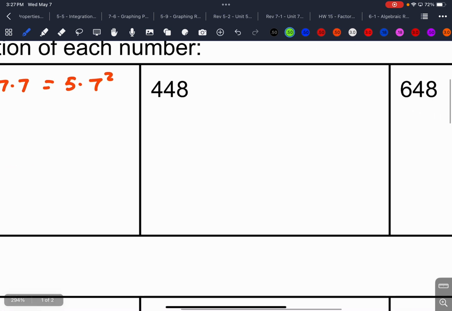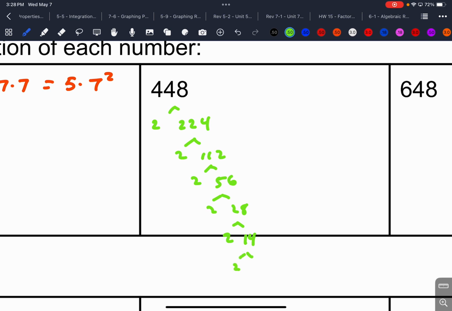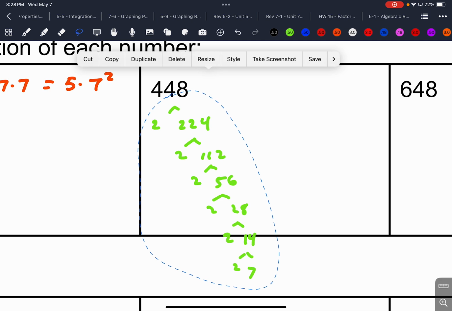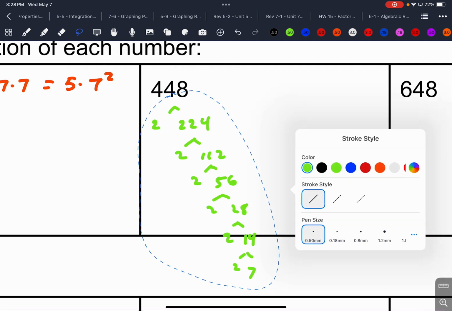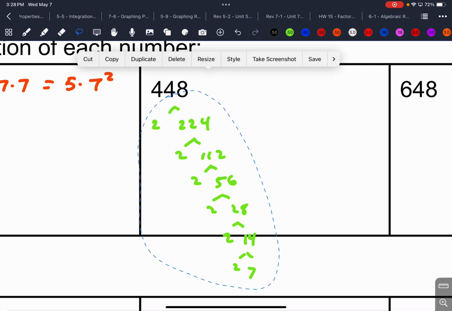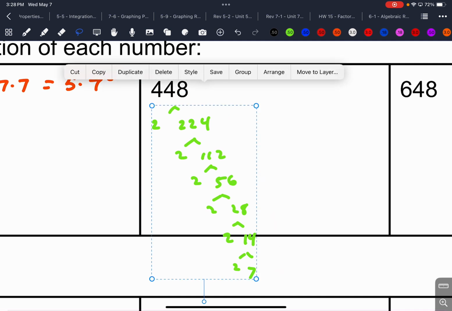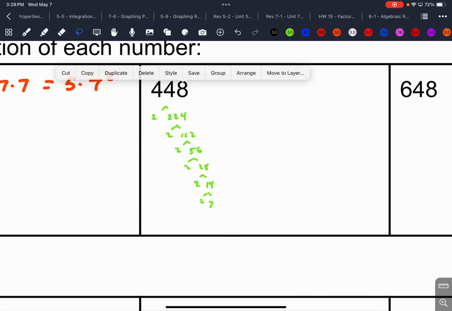448. 2 and 224, 2 and 112, 2 and 56, 2 and 28, 2 and 14, and 2 and 7. So how many twos do I have there? Ollie, tell me the answer to that. 6 of them, thank you. So that would be 2 to the 6th times 7.